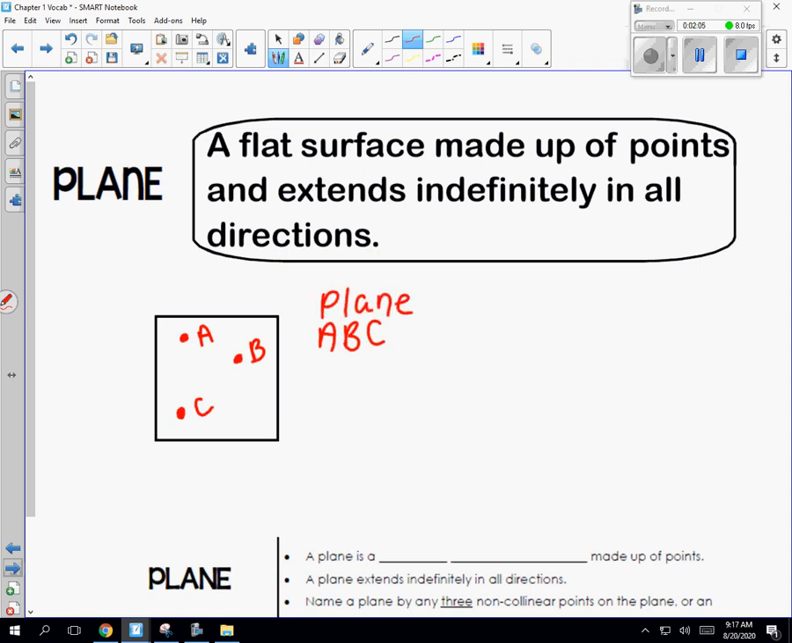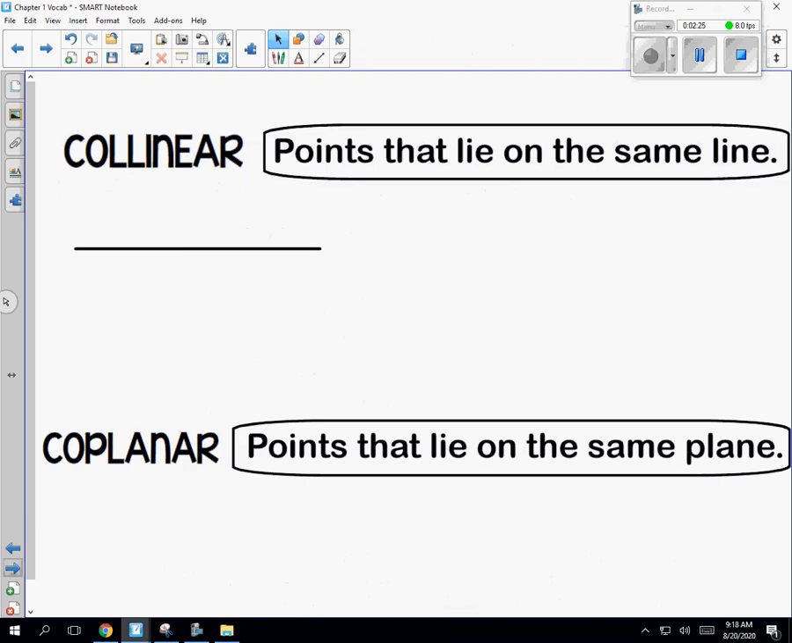Or a plane can also have a letter in one of the corners. So like you'll see something like this. And so the plane could also be named plane P because of that letter in the corner. Make sure you're also pausing the video so you can take down the notes and the actual definitions if I'm going too fast.